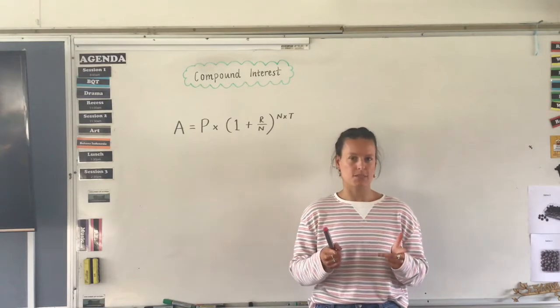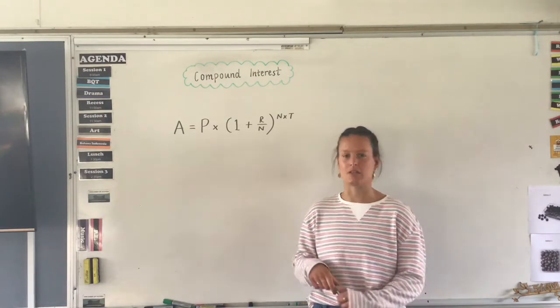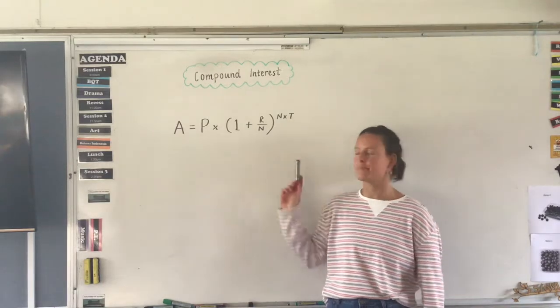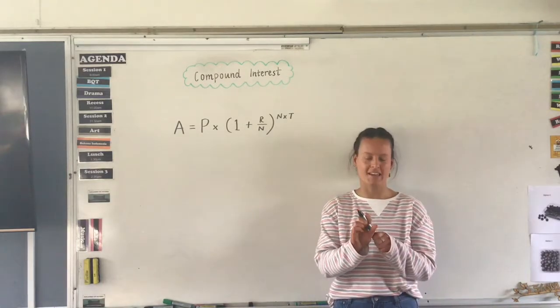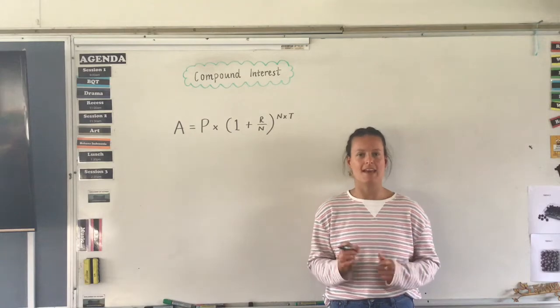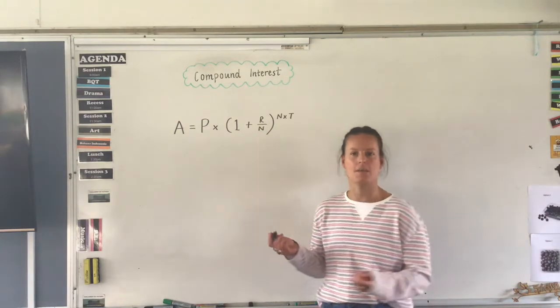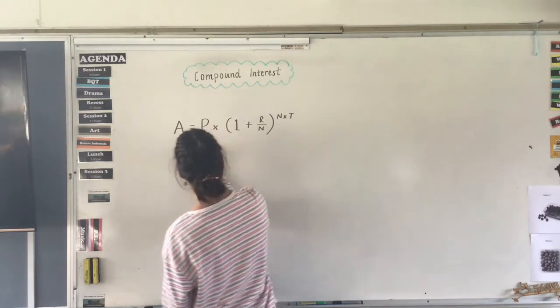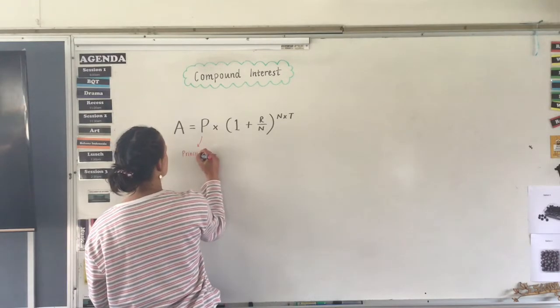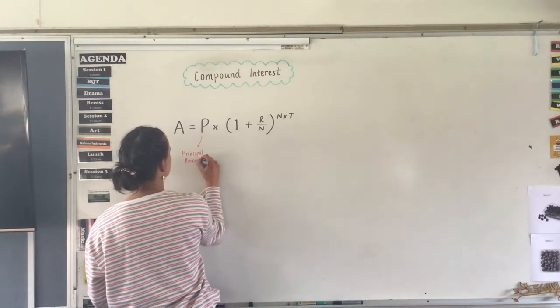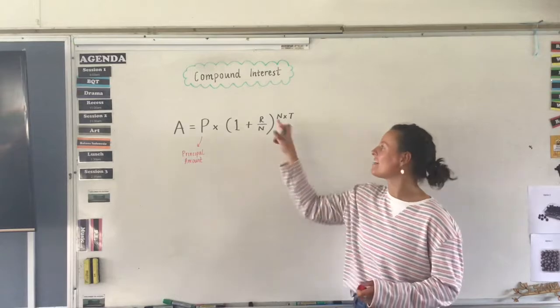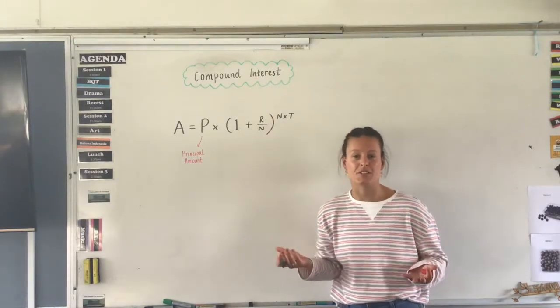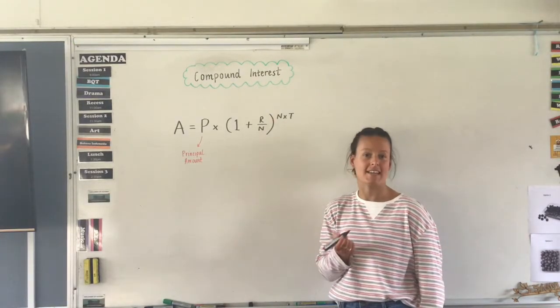So there's actually a really simple formula to calculating compound interest, which is up on the board here. So when we are looking at this formula, the P stands for the principal amount or the starting amount. The R stands for the interest rate, and of course this is written in decimal form.